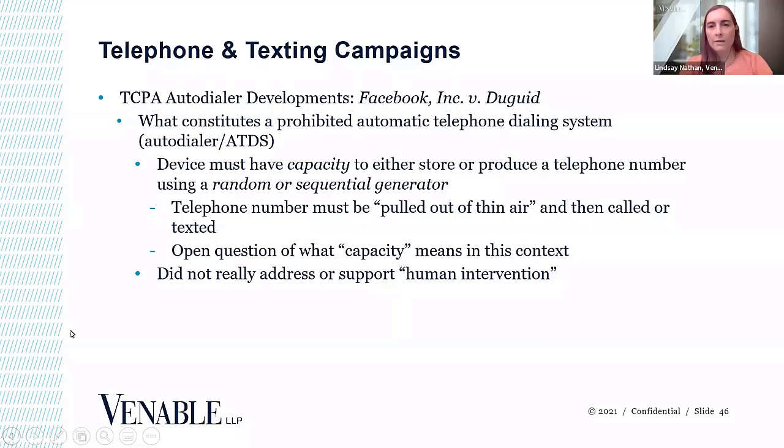The other thing that the Supreme Court did not address is whether human intervention is relevant. The prevailing theory, and the theory in certain circuits, was that if an individual is actually the sender of that message, then the TCPA did not apply. The Supreme Court did not actually address that question, so that's still a little bit of an open question.